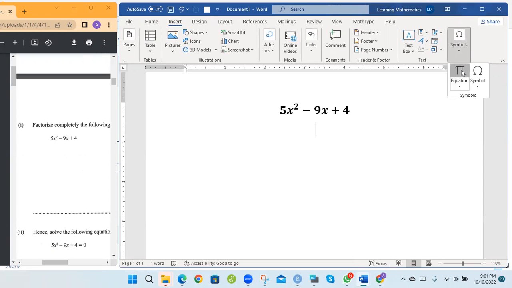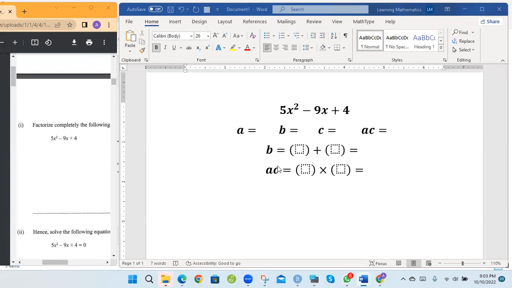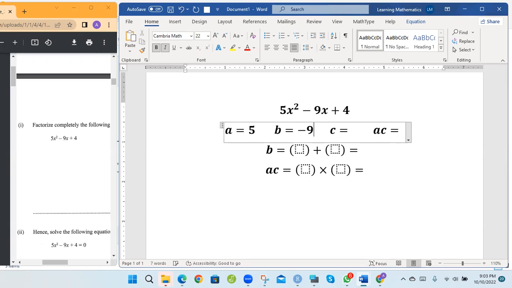A is the number in front of x squared. A is 5. So now here is the setup. We have to identify what is A. A is 5. We have to identify what is B. B is -9. The sign of a number is on its left. That negative sign belongs to 9. If you separate those, that would be wrong.